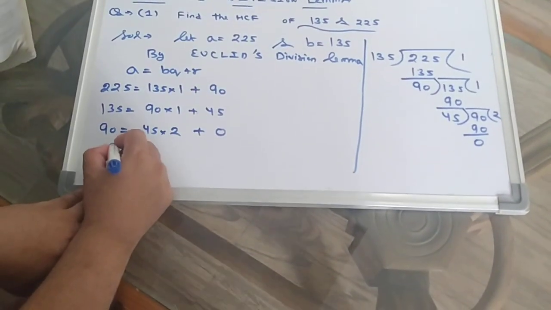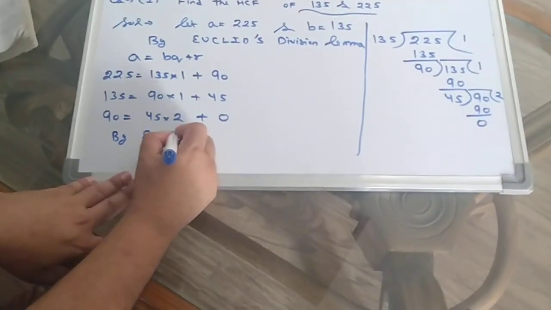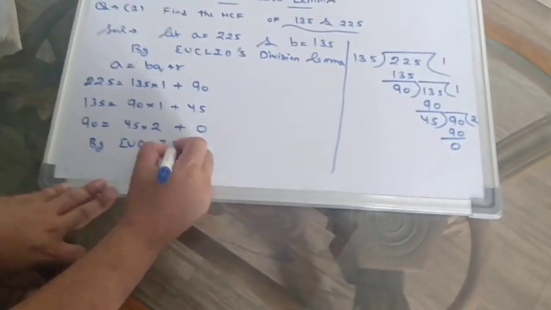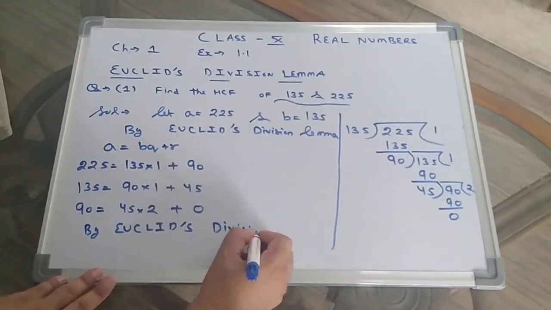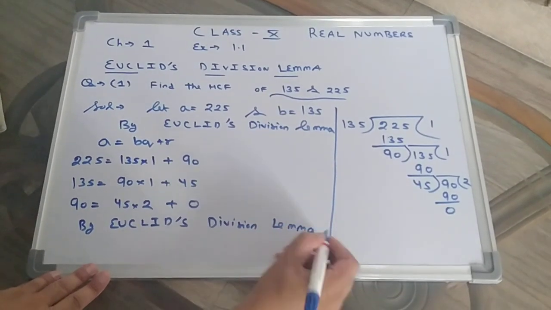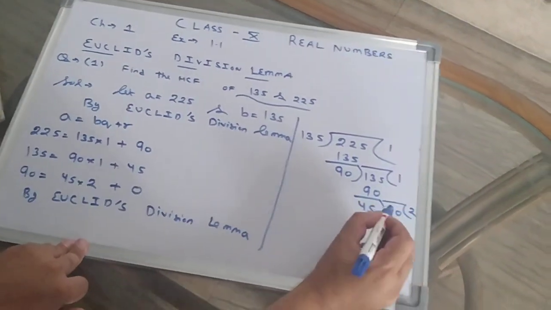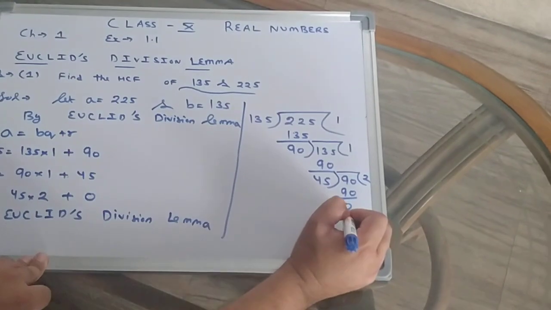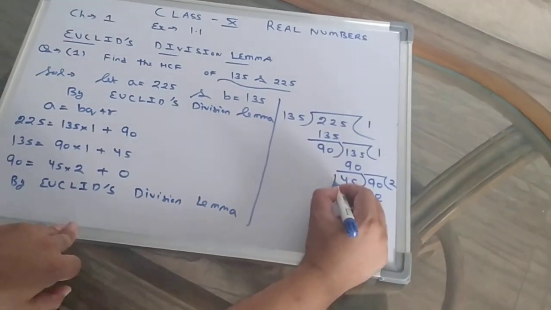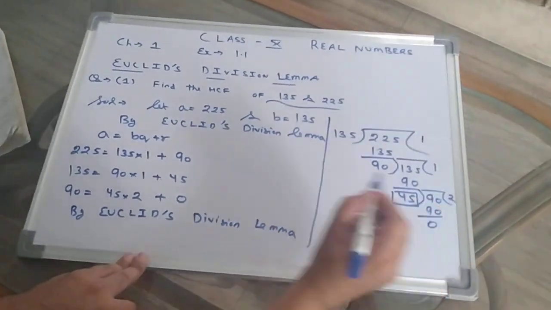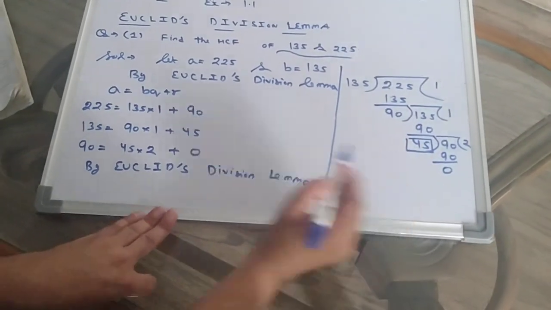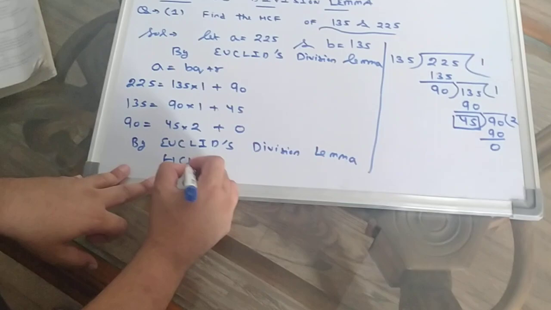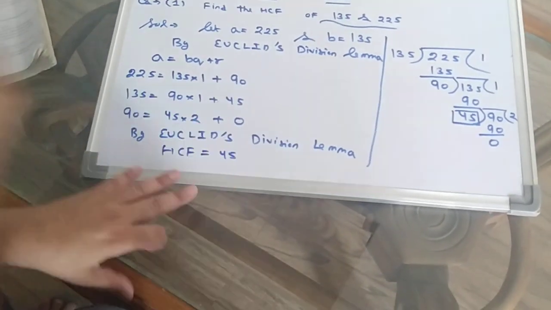Now by Euclid's division lemma, the last divisor by which we divide so that our remainder comes out 0 is the HCF of the two numbers. You can easily see that last time we divided the whole process by 45. It means our HCF of these two numbers is 45.